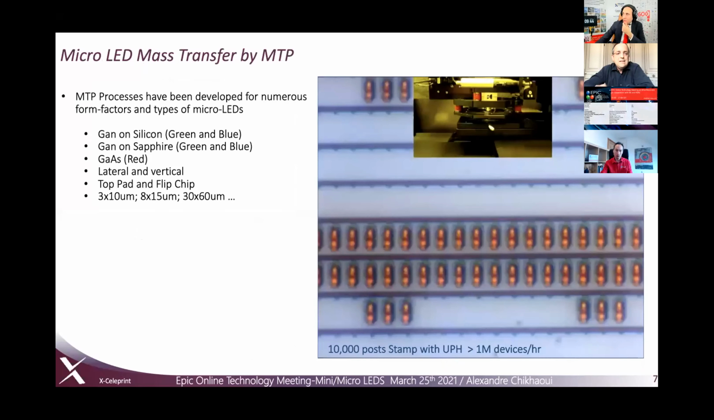So as I said, we have processes for GaN on silicon, green and blue micro LEDs. We have processes for GaN on sapphire. We have processes available for gallium arsenide red LEDs. We can handle lateral and vertical structures. We can handle top pad and flip chip and various sizes.